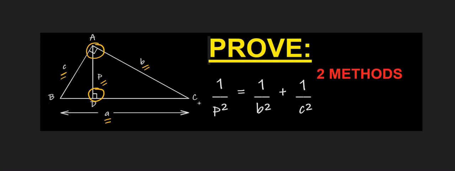Now we have to prove that 1 over P square is equal to 1 over B square plus 1 over C square. And we are going to prove that using two methods.